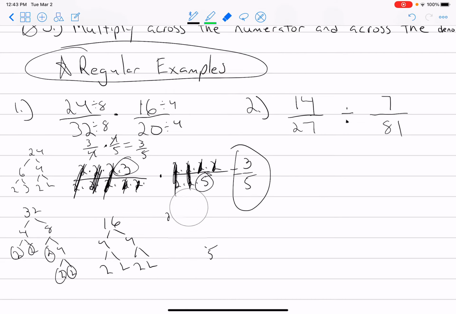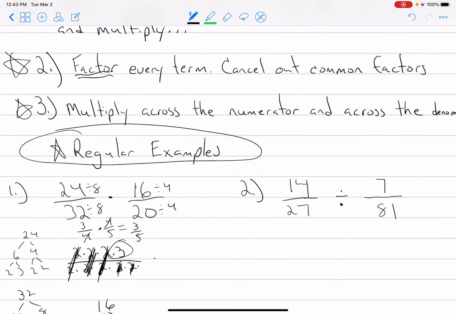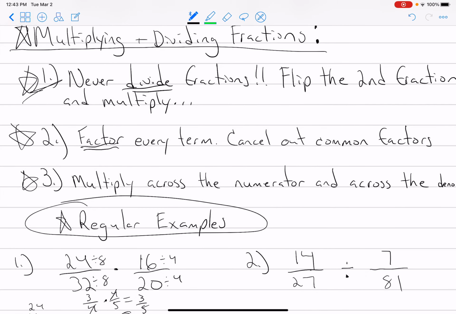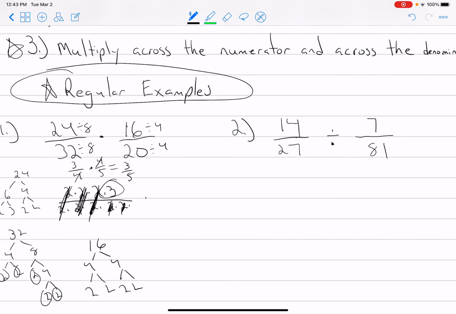I'm going to do some erasing here. Let's look at this second one. We're going to do some similar things, except we're going to rewrite this because never divide. And number 2 looks like division, so I'm going to rewrite it by flipping. So I'm going to say, boom, 14 over 27. I'm going to change division into multiplication, and I'm going to use the reciprocal. I'm going to flip this one, right? So now I'm going to call it 81 over 7.